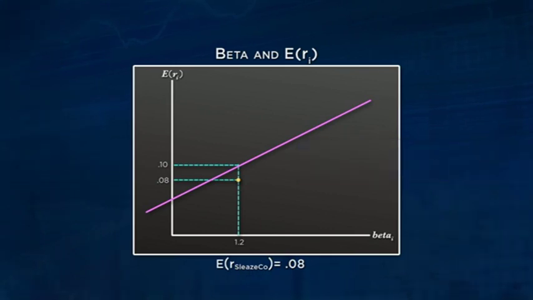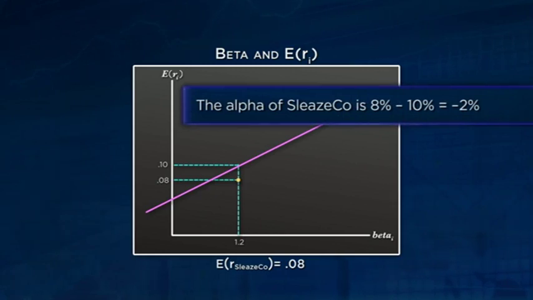Thus, with an expected return of only 8%, SleazeCo is below the SML. The difference between the expected return and that predicted by the asset pricing model, CAPM in this case, is the alpha. In this case, the alpha of SleazeCo is 8% minus 10%, that's negative 2%. A non-zero alpha implies that the price of the security is not what it should be according to the asset pricing model. That is, given the cash flows expected for SleazeCo and the riskiness of those cash flows, the price should be those cash flows discounted at 10%.